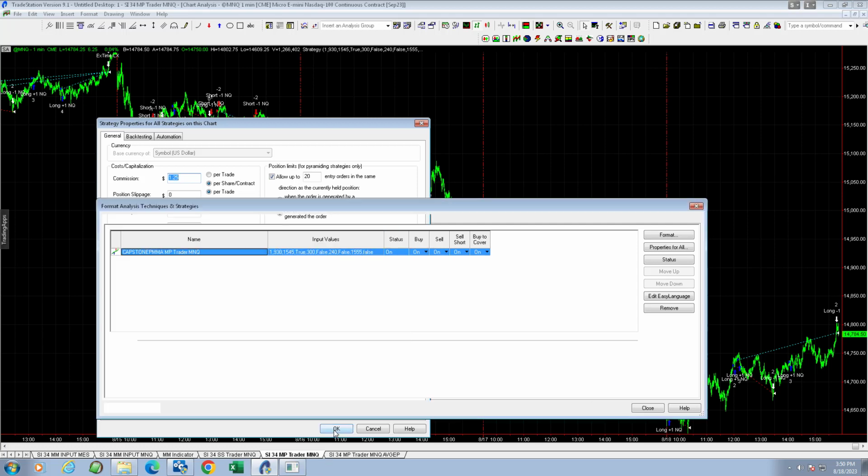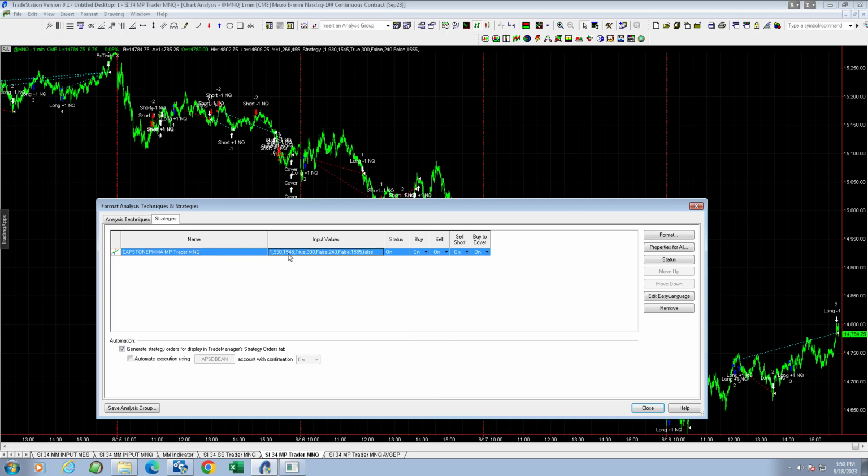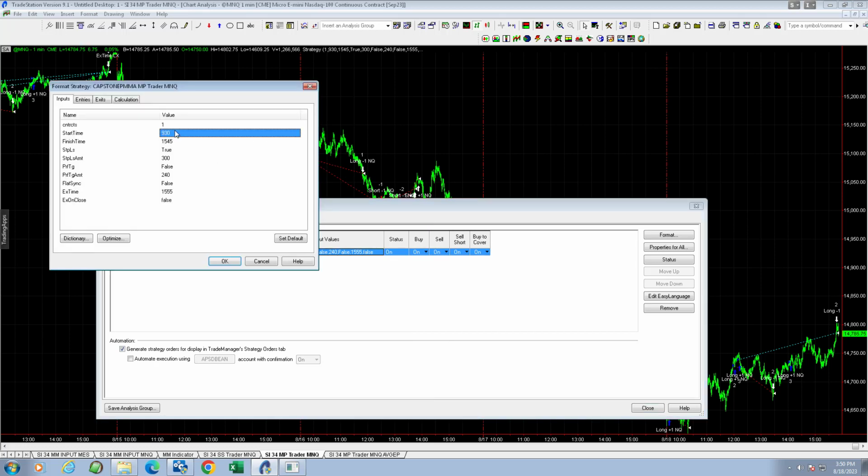And these are the inputs. It trades between 9:30 and 3:45. It exits at 15:55. It has a $300 stop loss, and it exits at 15:55. So very simple: no more than 5, and also it has a $300 stop loss.